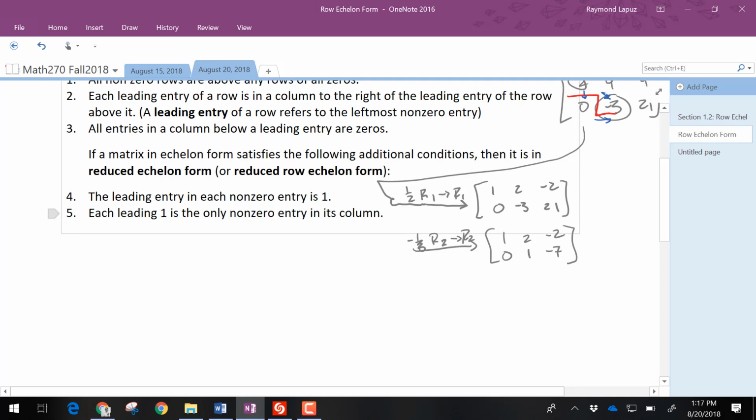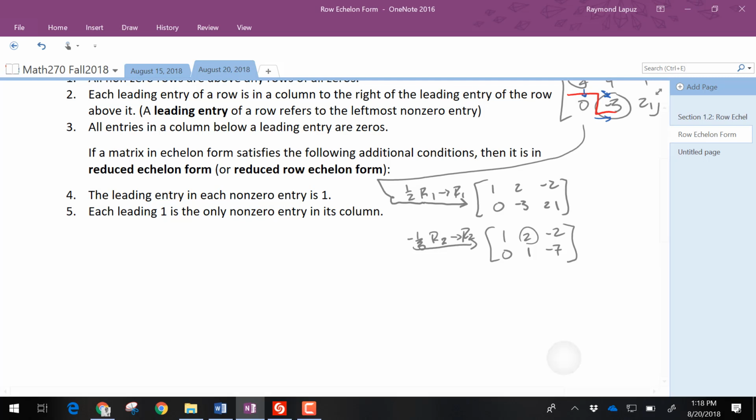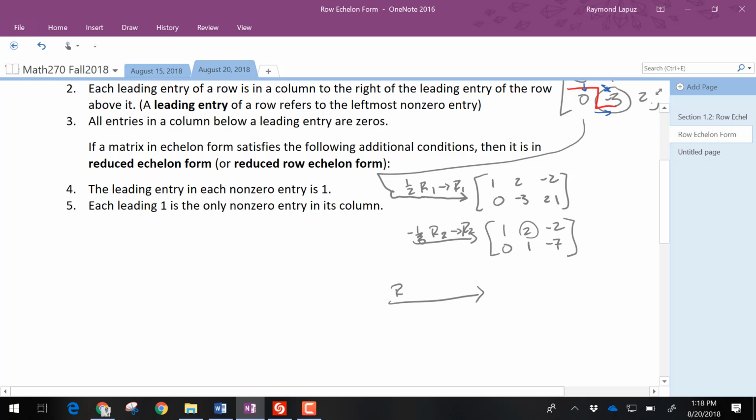So number four is satisfied. Is number five satisfied? Each leading one is the only non-zero entry in its column. So the first column, I have a leading one, and I have a zero down there, so that's good. But the second column, I have a leading one in the second row, but the number above it is not zero, so I need to make that into a zero. How can I make that into a zero? So I multiply the bottom row by negative two, and then I add it to the first row, and I'll replace the first row.